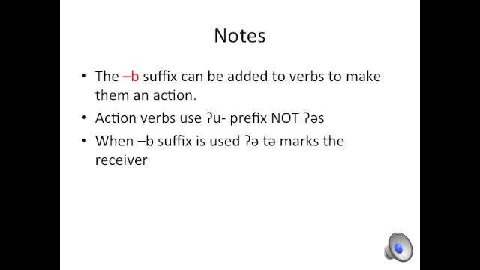So here's the notes of what we covered. The be suffix can be added to verbs to make them an action. Action verbs use the o prefix, not the us prefix. And when a be suffix is used, ata marks the receiver.